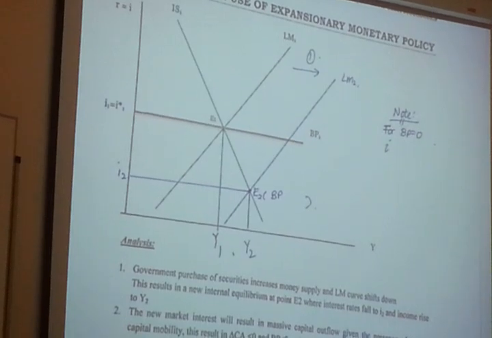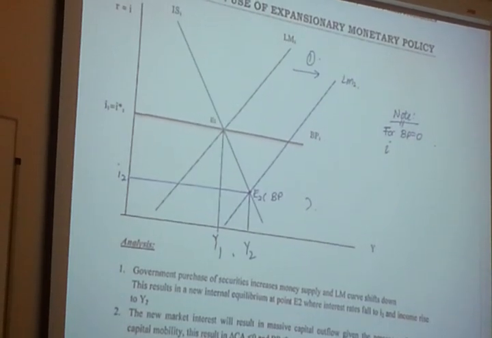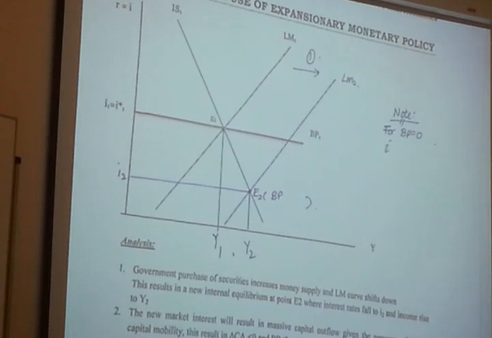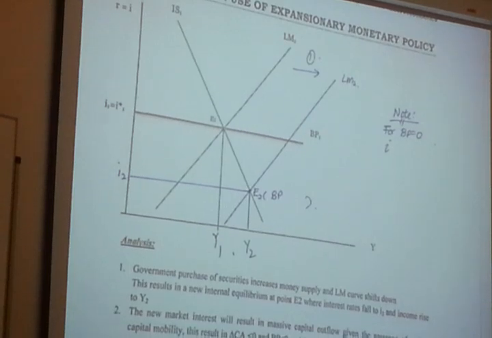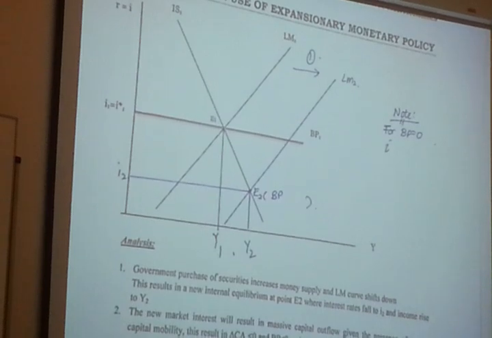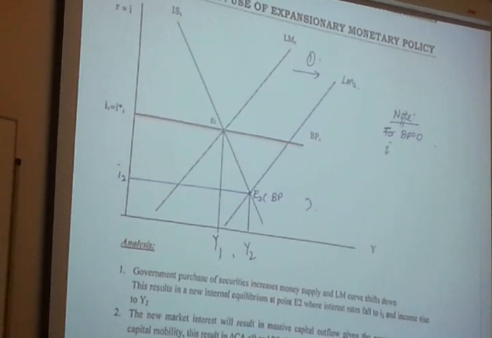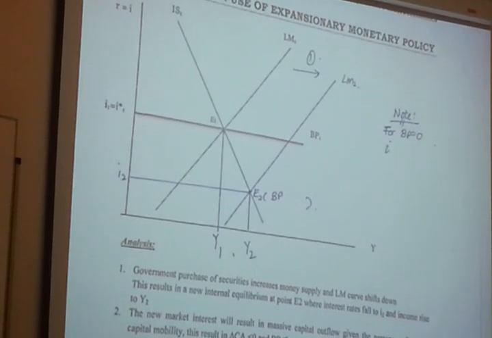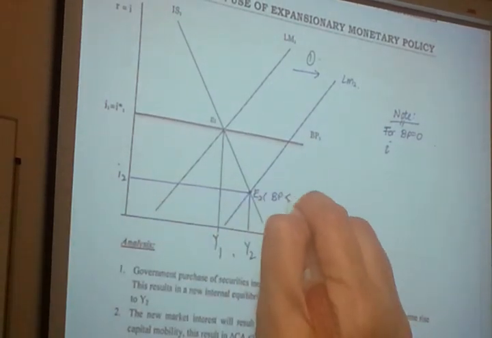So all these are simple diagrams, must be drawn in ink, not in pencil. So interest rates drop lower than I star 1. Income increases. Remember, horizontal BP, F is infinity. So you should gather the BP is a deficit.